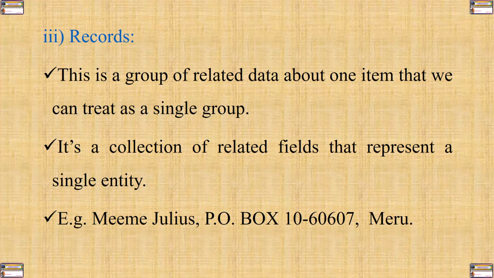The first field is first name, Meme. The second one is second name, Julius. Then the third one is address, PO Box 10 60607. Then we have city, which is Meru. So those are fields. And because those fields contain related information, they form a record. So those fields are said to be related because they contain information about a single subject or a single entity. And in this case, the entity is the details of an individual called Meme.